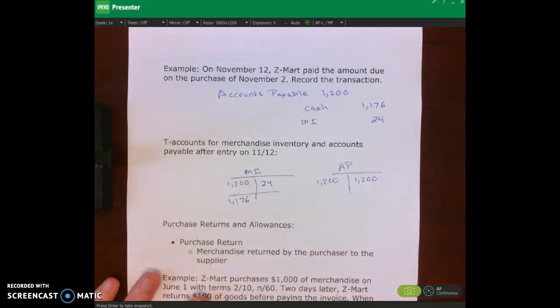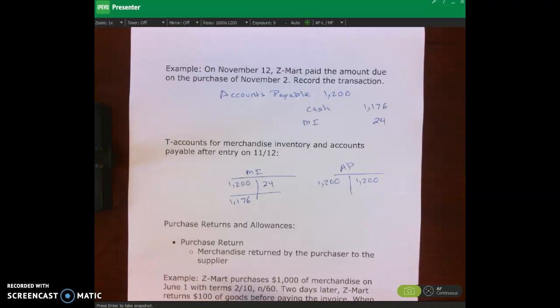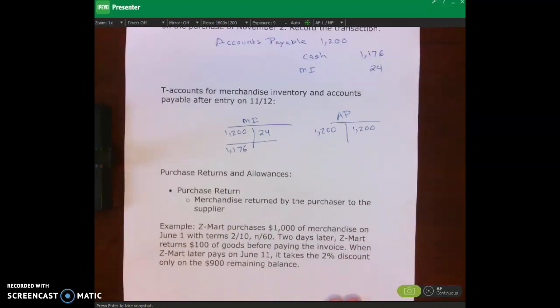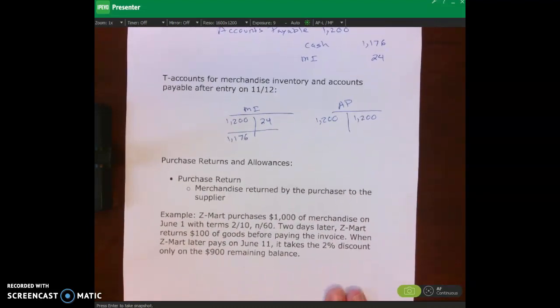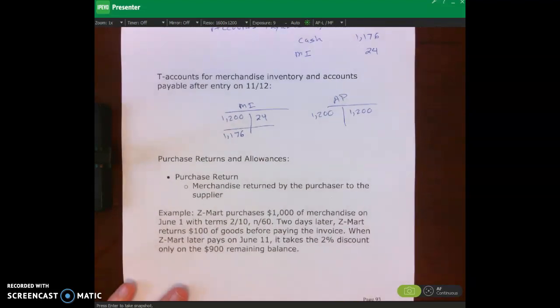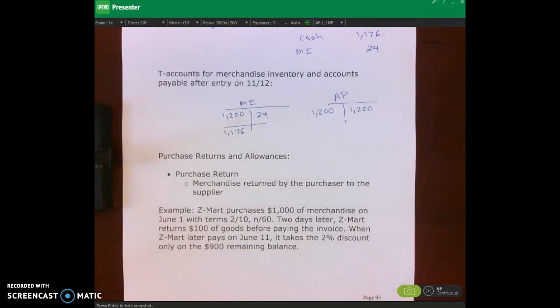All right? So now let's look at purchase returns and allowances. We'll talk about purchase returns first. So this is when we bought merchandise inventory from our supplier, and we said, well, it's no good, or we don't need it anymore, whatever. We're going to return it. That's a purchase return. So we are returning it. Okay? So let's look at that example.